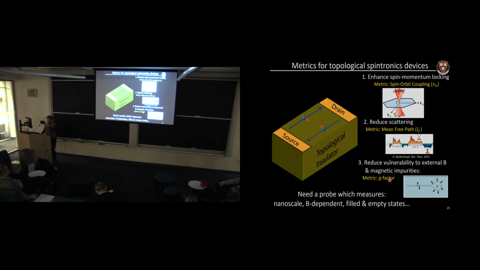So how can we measure these things in the material? Well, to make nanoscale materials, we need a nanoscale probe. We probably want to be able to measure things in a magnetic field so that we can measure the susceptibility to magnetic field, the G factor. And to get the full band structure of the material, to understand this spin-orbit coupling term by mapping out that full Hamiltonian, we'd like to be able to look at the dispersion of both the filled and the empty states in the material.